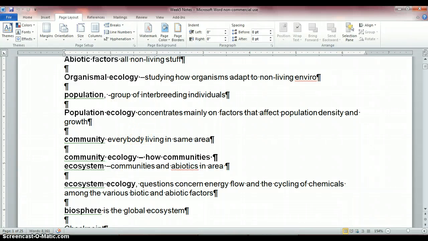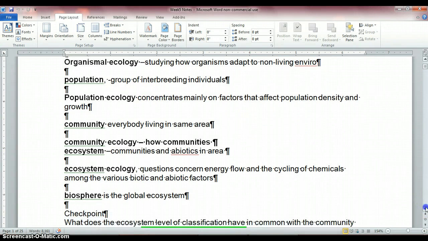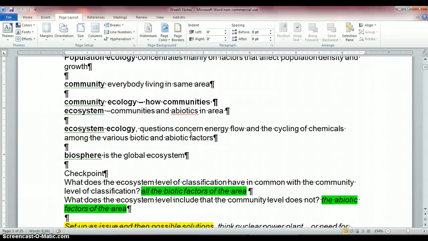Community, see we're getting bigger and bigger, is everybody that lives in the same area. So this is all the populations in a specific area and how they interact. Community ecology is how communities work together, right? Ecosystems include typically the community and the abiotic, so the animals and all their various little populations, including the non-biological stuff, right? What is ecosystem ecology? These are questions, concerns about energy flow, which we're going to talk about this week, and the cycling of chemicals among the various biotic and abiotic factors.